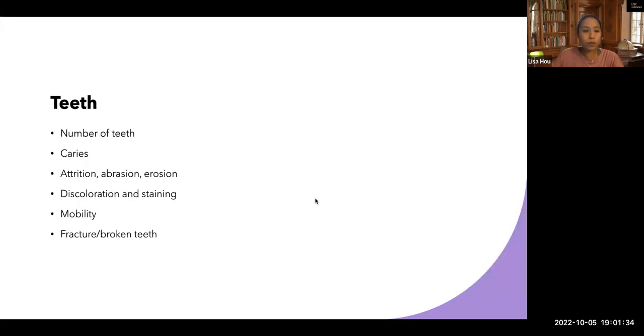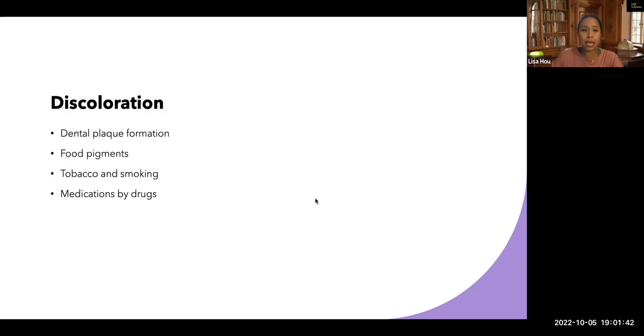So the next thing, of course, we're going to look at are the number of teeth, caries, attrition, abrasion, erosion, any discoloration or staining, mobility, fracture, or broken teeth. And for discoloration, check if there's any dental plaque forming, food pigment or food debris, tobacco, smoking, or potentially it could be caused by medications.